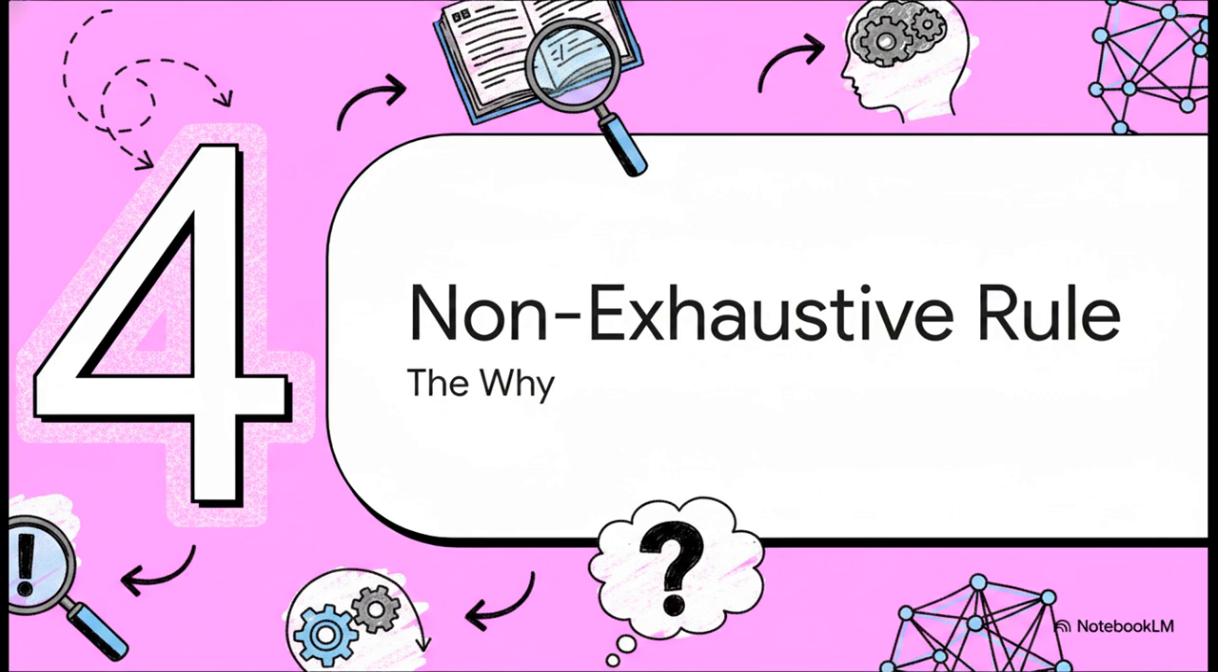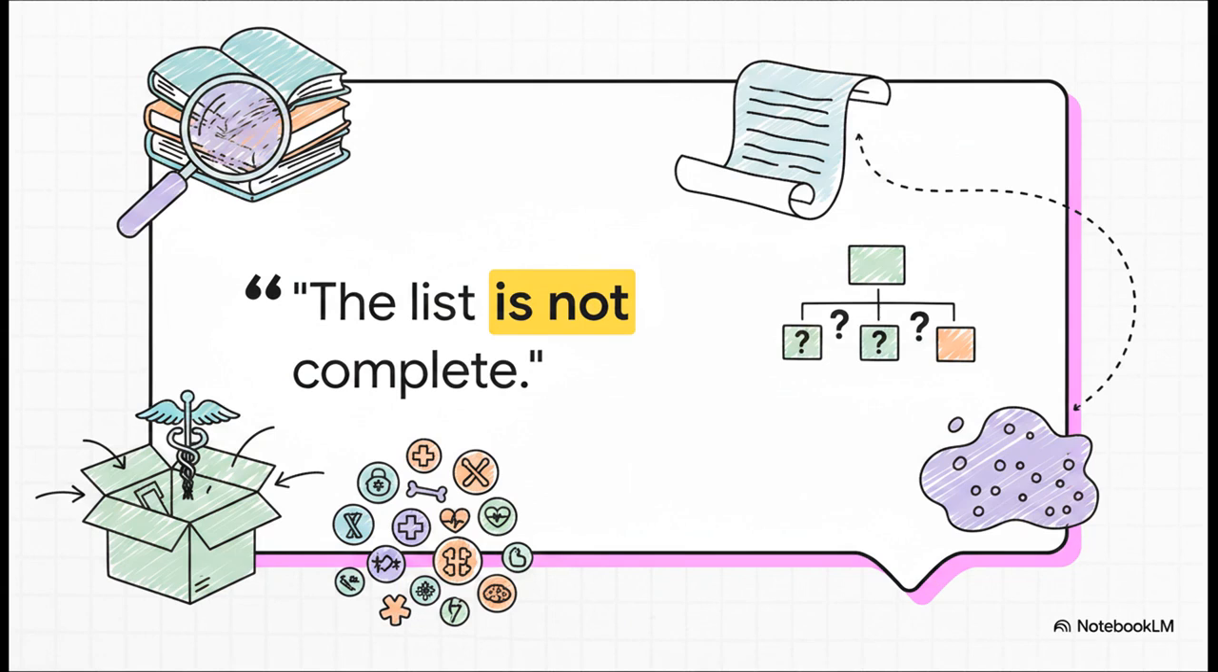Which brings us to Section 4, the non-exhaustive rule. This is the why. Okay, we have officially arrived at the absolute most critical and frankly, probably the most frequently misunderstood rule of this entire guideline. So, the crucial point is, the list is not complete. These lists of inclusion terms are non-exhaustive. I literally cannot stress this enough.